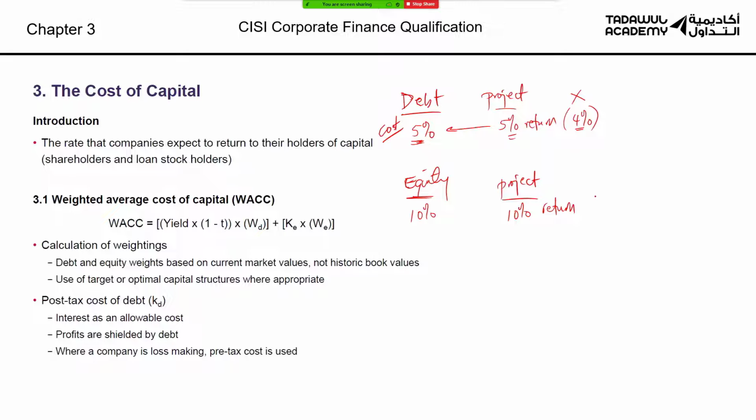If that project is only getting you 8% return, that means you have failed your shareholders. Your shareholders have invested in your company. They are expecting a 10% return. We call that expected return. And you took that money and you invested it in a project that only generated 8% for them. You have failed your shareholders. So this project should not be taken.